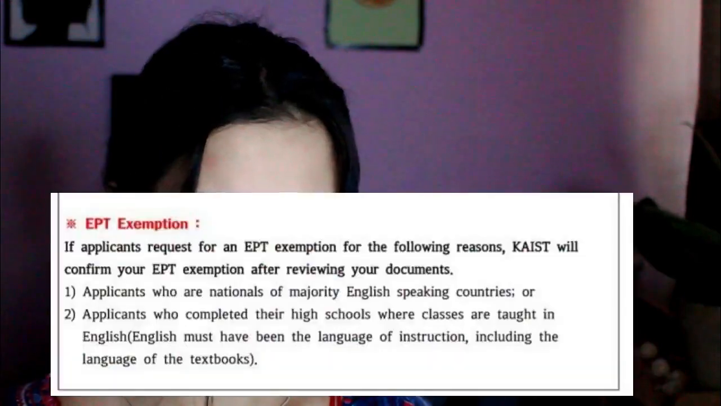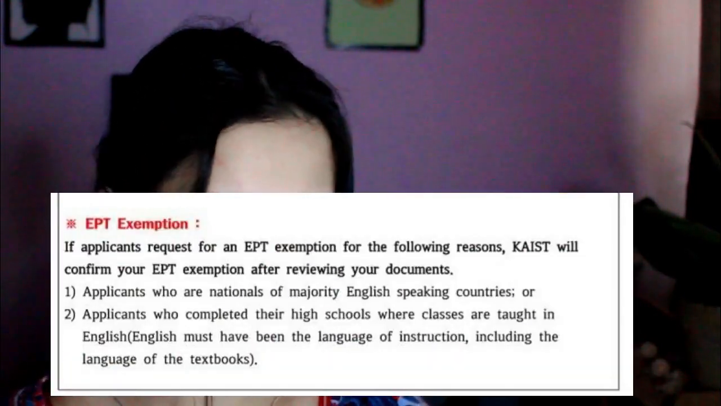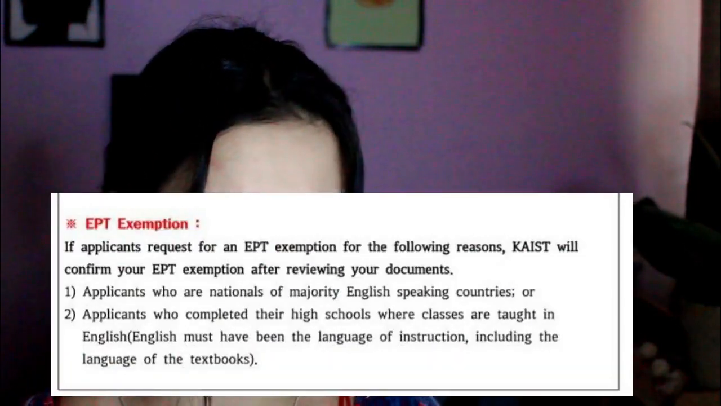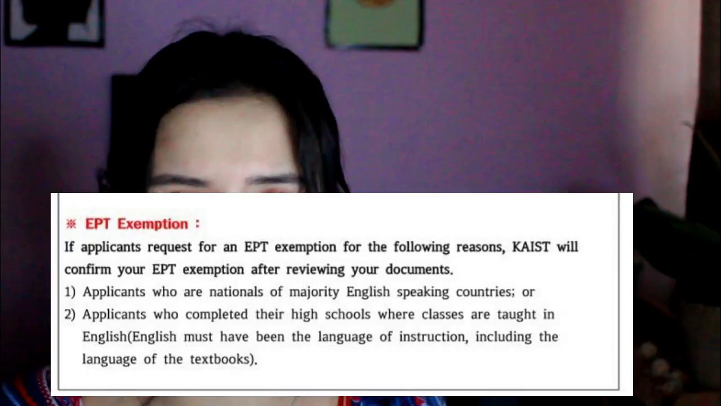And also EPT exemption. If you don't want to submit those documents, or if you don't have them, first, applicants who are nationals of majority English speaking countries. So basically, if you don't want to submit those, it means you need to be from a country where you speak English. And second, you need to graduate from a school where you studied everything in English and all your books were in English.